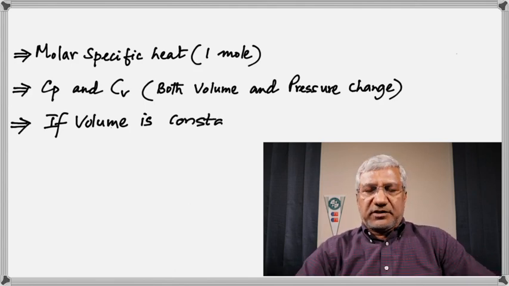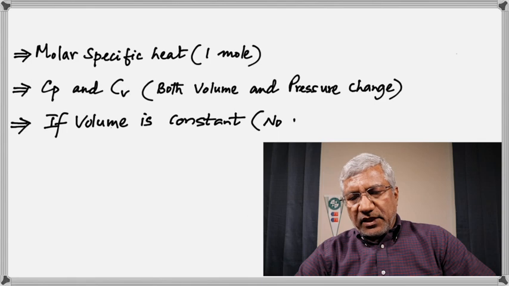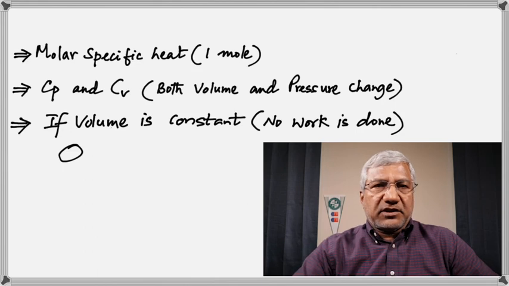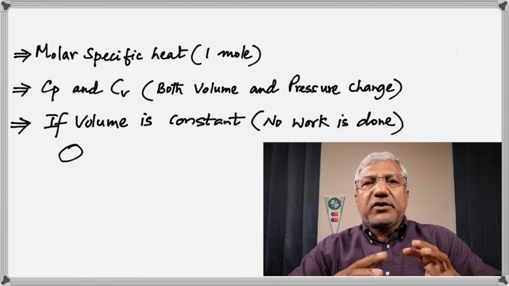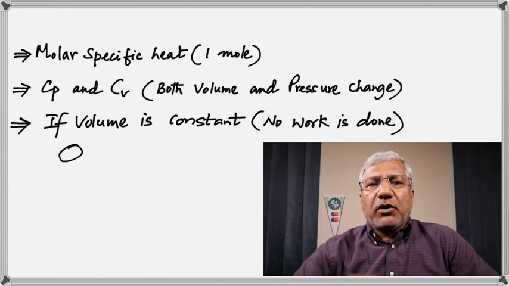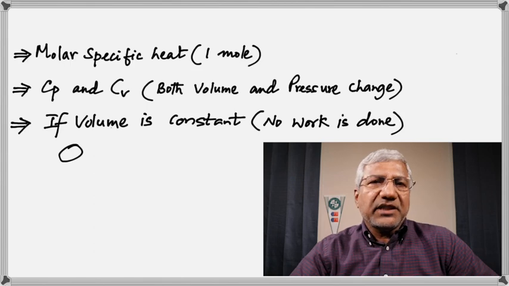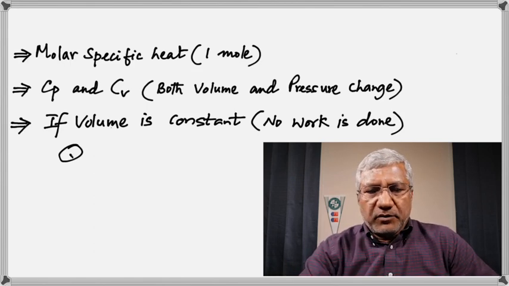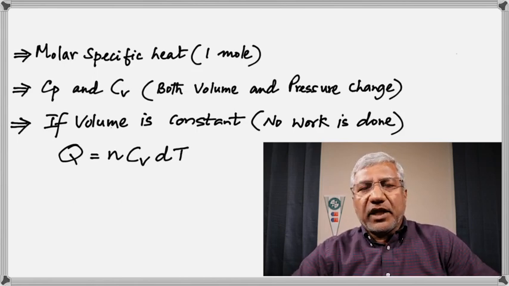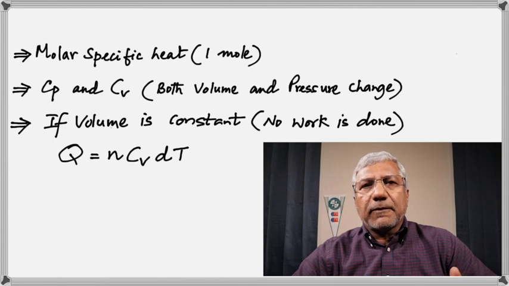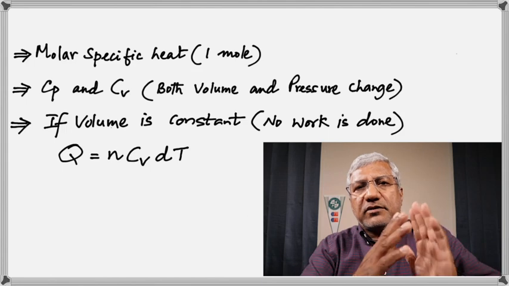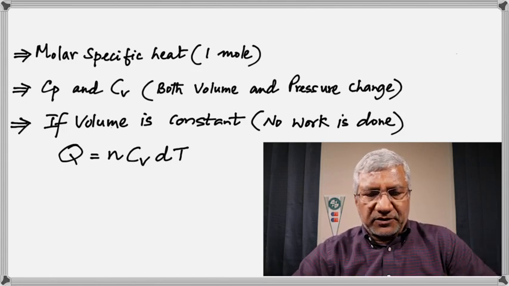So if volume is constant, then there is no work done because the volume is constant. The gas is not expanding. No work is done, which means all the heat that we're giving is only being used to increase the internal energy. But on the other hand, if you heat it at constant pressure, then the heat is being used in two ways. One part is used to increase the internal energy and the other for work done in expansion.